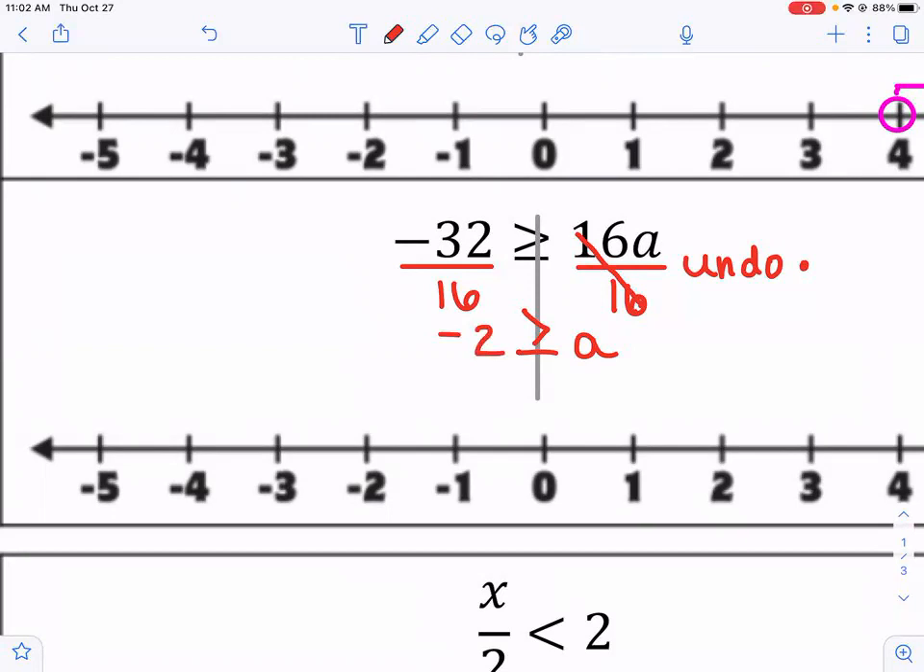All right. Now, if we're going to graph this, I know that I'm going to need a closed circle at negative 2, but what did we talk about during our warm-up? Okay, let's rewrite it. A is less than or equal to negative 2. We're going to rewrite it.